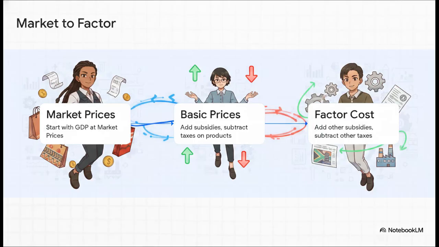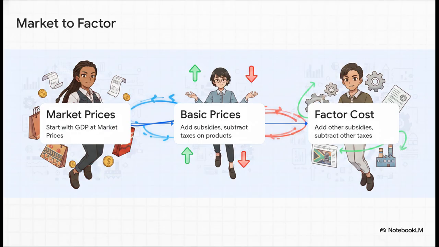Easy, right? You'll definitely want to pause and take a screenshot of this. Memorize these exact conversion steps for basic prices and factor cost, because you will for sure be asked to calculate this in your exam booklets. Remember the golden rule of conversions. You do the inverse. Market prices are what consumers pay. They include taxes and they lower prices through subsidies. To strip that back to the initial basic prices, you have to add subsidies on products back in and subtract the taxes on products out.